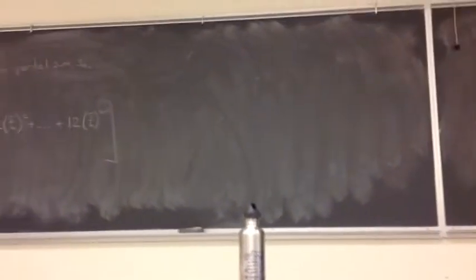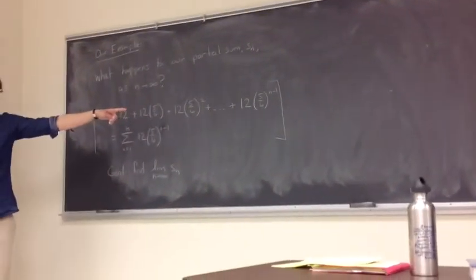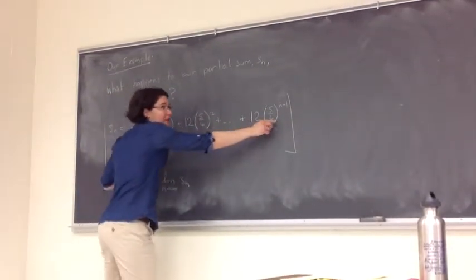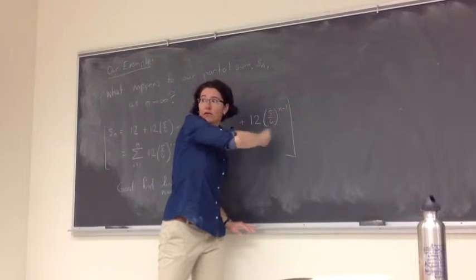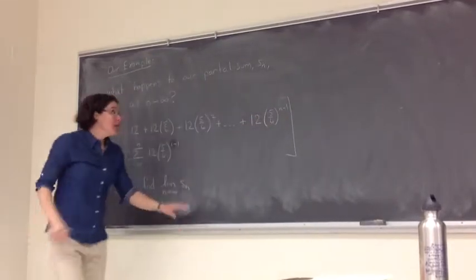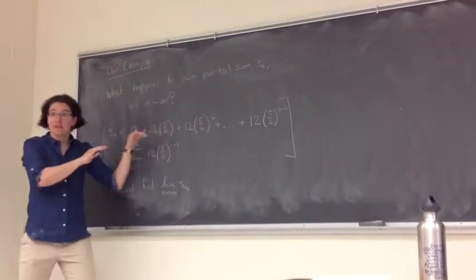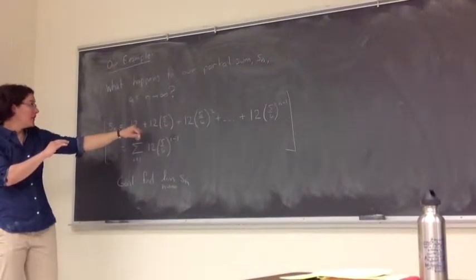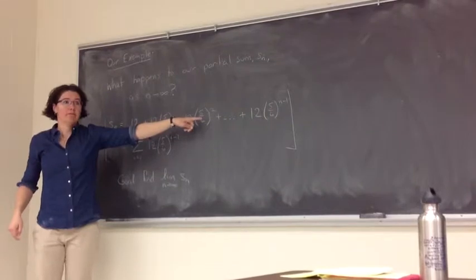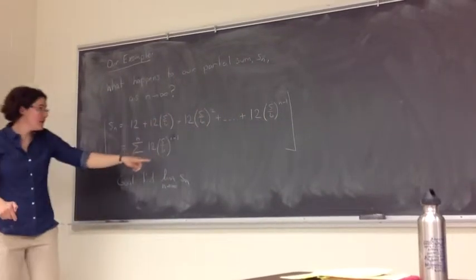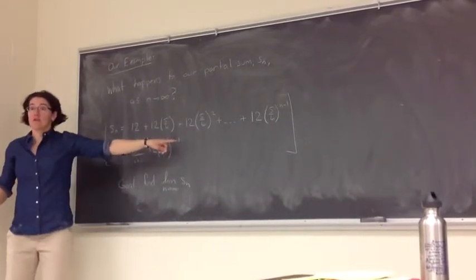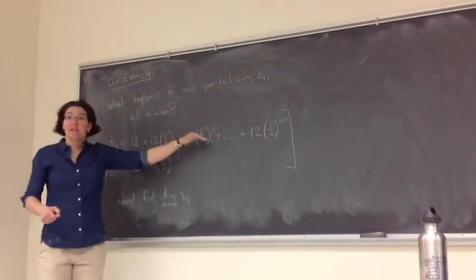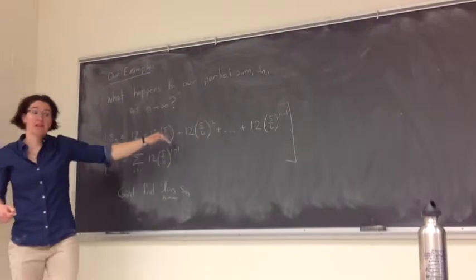Okay, so I look at this series that I have right here. This is a finite series because I've stopped. I have not put a plus dot dot dot at the very end, so it doesn't go on forever and ever and ever. But this finite series, this partial sum right here, there's a nice pattern going on here. Notice that every term has a 12 in it. And every term has a 5/6 raised to a power.